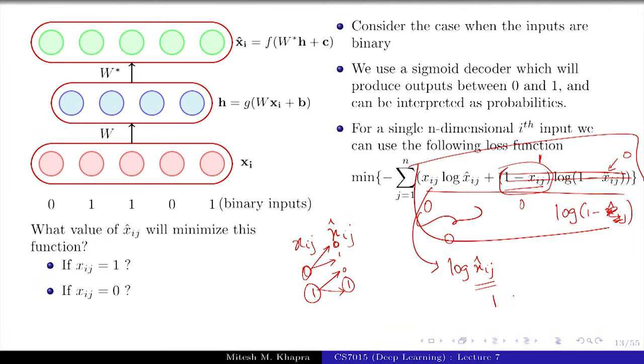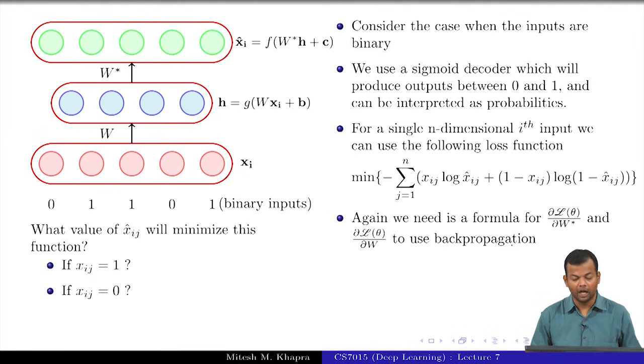So this expression will attain its minimum value in two cases: when xij is equal to x hat ij is equal to 0, or when xij is equal to x hat ij is equal to 1. So compactly I can say that this expression will attain its minimum when xij is equal to x hat ij. That is why this loss function makes sense.